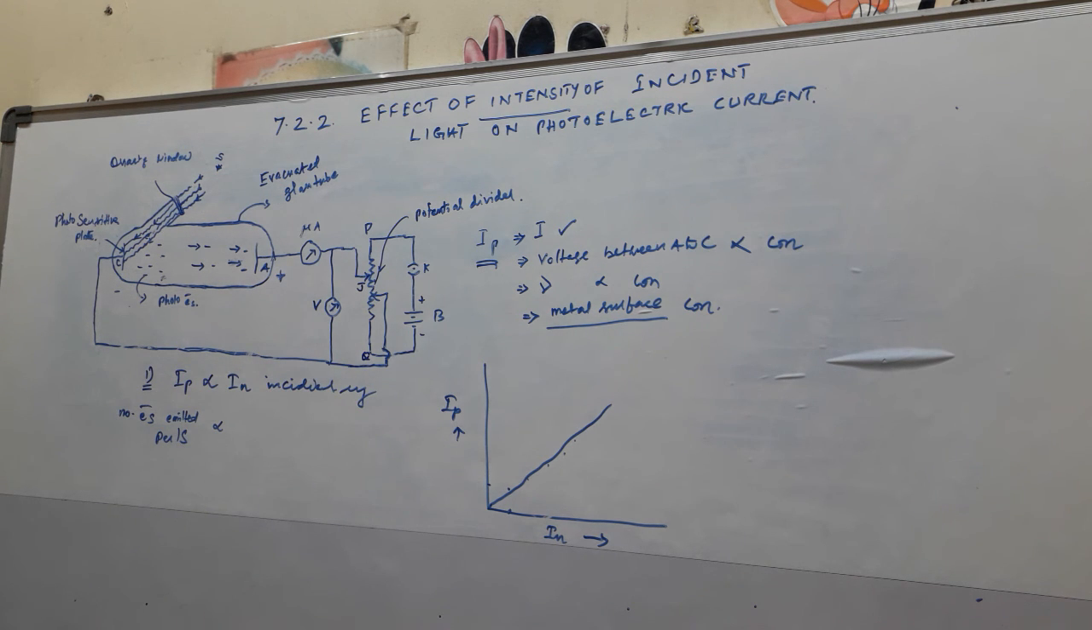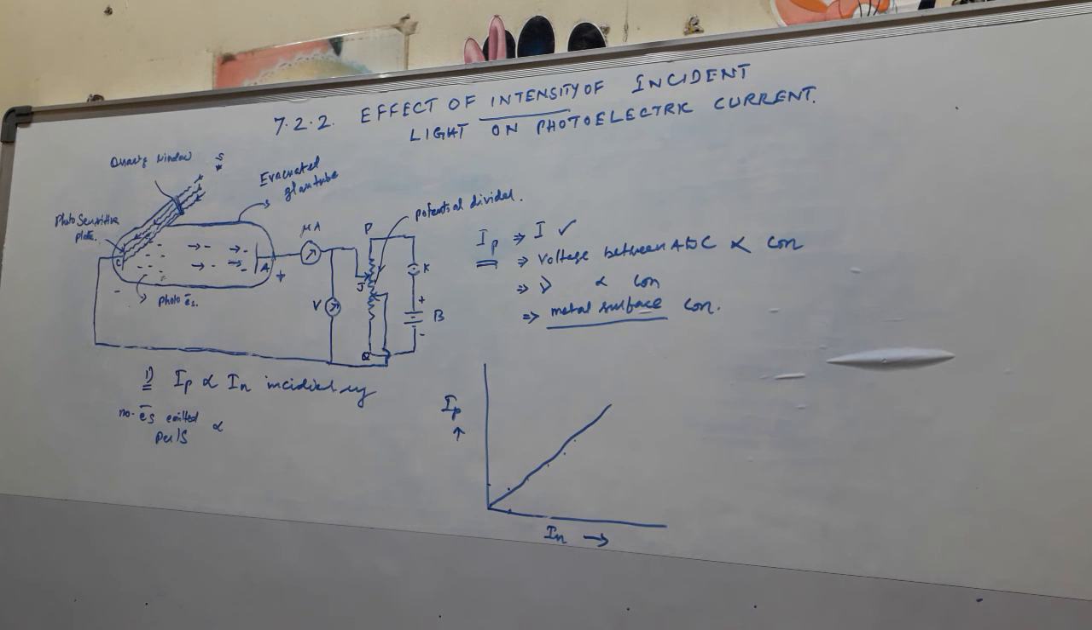That's what we conclude. This is the first phenomenon: how the intensity modifies the photoelectric current and how it impacts the photoelectric current. This is the very first phenomenon that we concluded.